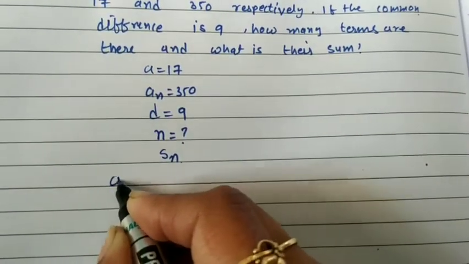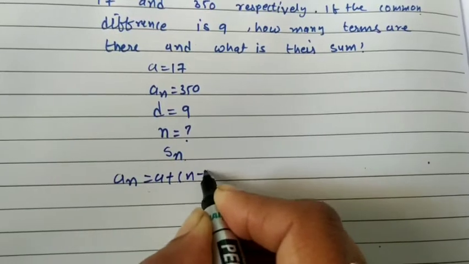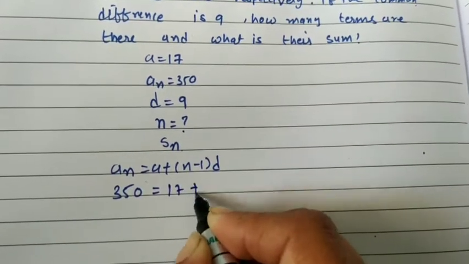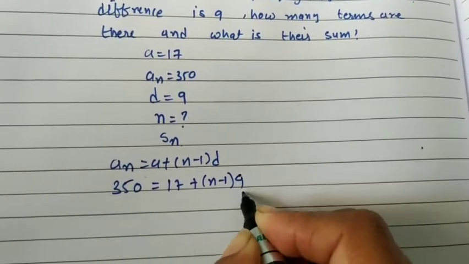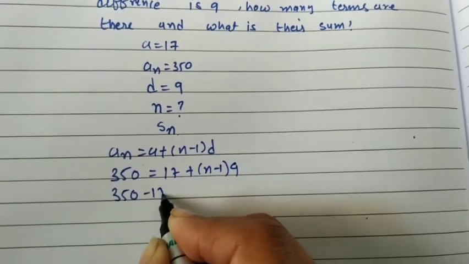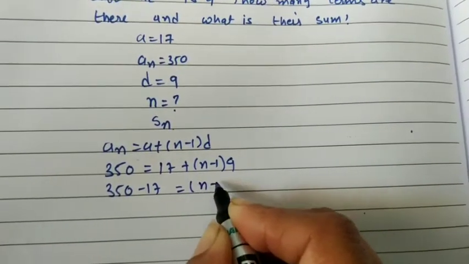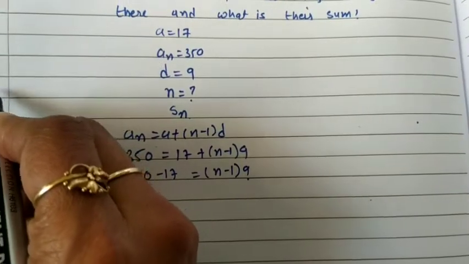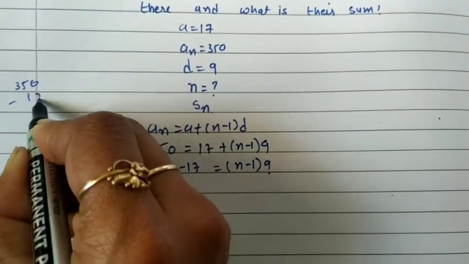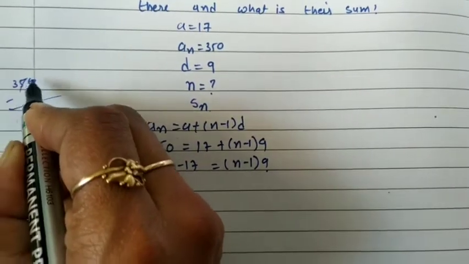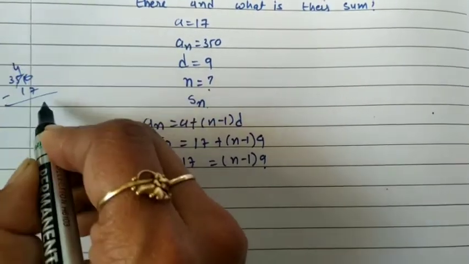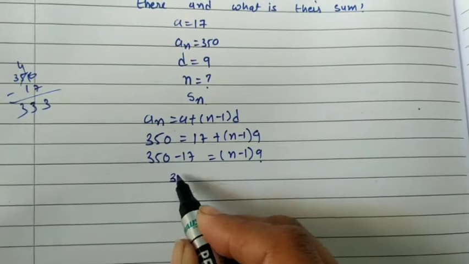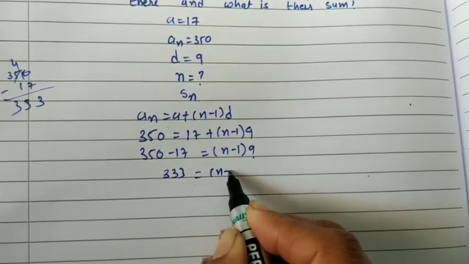So let us substitute all the values. We are substituting all the values in an is equals to a plus n minus 1 into d. So 350 is equals to 17 plus n minus 1, difference is given as 9. So here we have to do 350 subtracted by 17. So here you will get n minus 1 into 9. Let me subtract for you: we are doing 350 minus 17. So let us take borrow. So here we got 333, and that is equals to n minus 1 into 9.